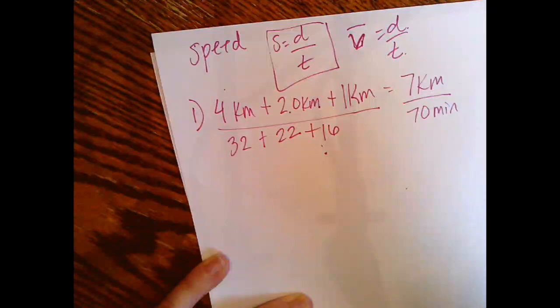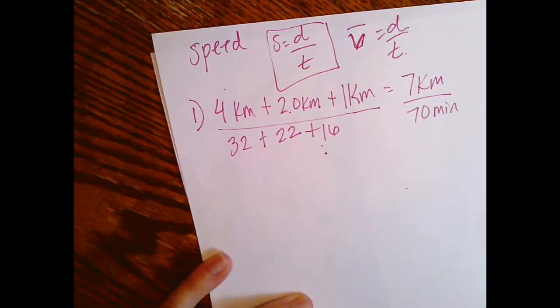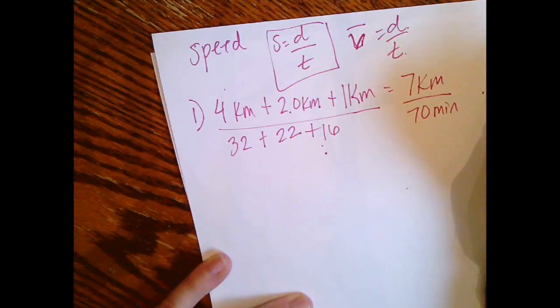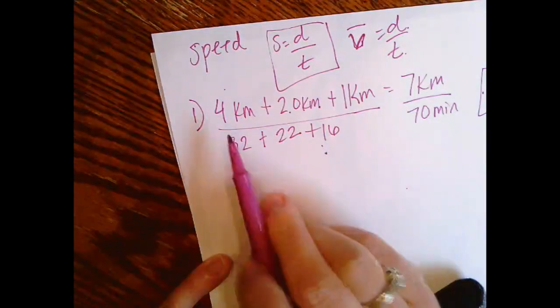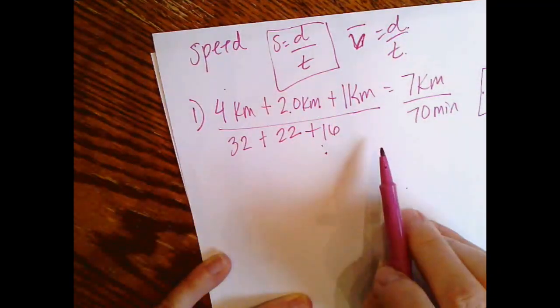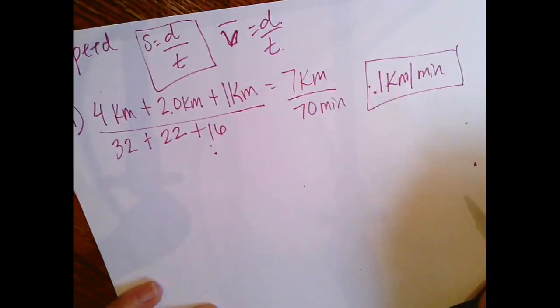Okay, so then it would be 7 kilometers divided by 70, and that is 0.1. Is that right? 0.1 kilometers per minute is the average speed. So total distance divided by total time, and that would be 0.1 kilometers per minute, if I'm doing that correctly. Hopefully I did. I'm sure you will all let me know if I messed that up.